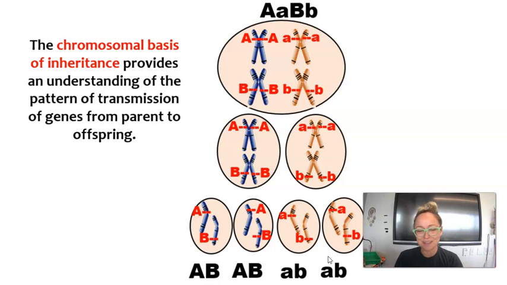So this is just a screenshot from one of my earlier PowerPoints to show that as we make our gametes, and then the gametes fertilize, and now we have an offspring, it's chromosomes that carry our genetic information.